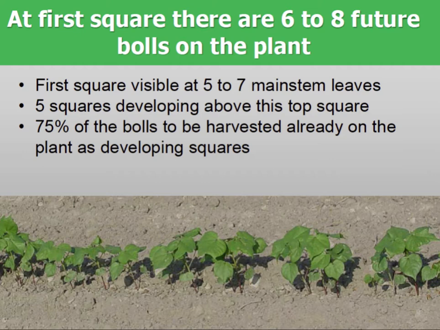Believe it or not, when you get to first square, about 75% of the fruit is already on that plant in some form or fashion. It's very small, a lot of it's still in a small state, but you've already made 75% of your fruit at this point.